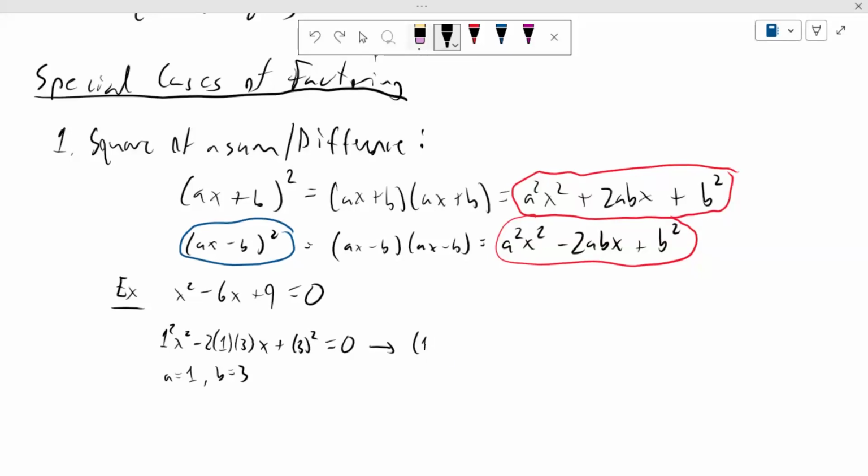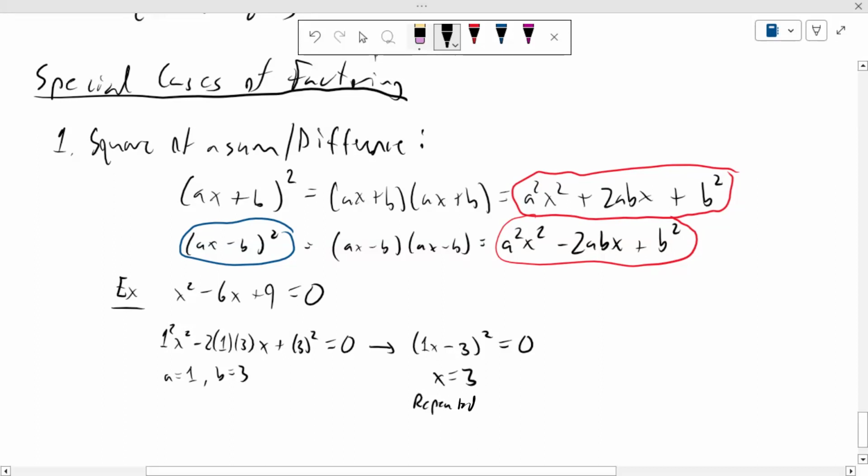So it's 1x minus my b, which is 3, quantity squared equals 0. That just factors as x minus 3, quantity squared equals 0, which I can solve very easily. That just means that x equals 3. So we only get one solution there. This is called a repeated solution, or repeated root.